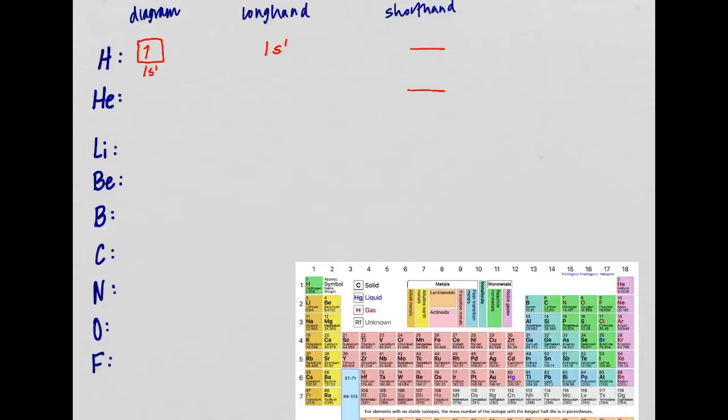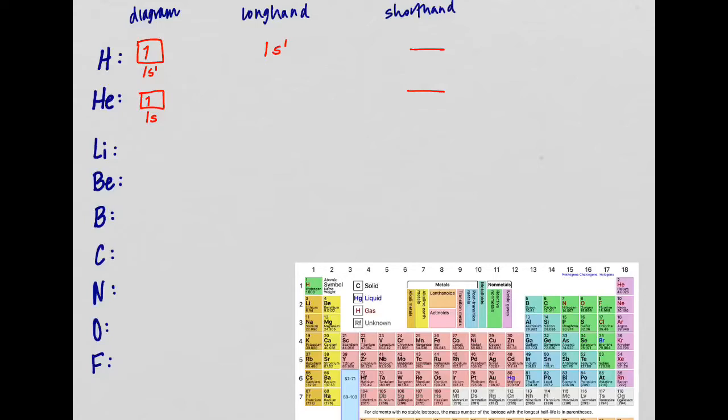All right, so that's how you write the diagram and the longhand. Now let's look at helium. Helium is number 2 on the periodic table, and it has 2 electrons. Because of Aufbau's principle, we have to start at the lowest energy level, which is 1s. I have 2 electrons. The nice thing, the pattern that you're going to see, is that we can just draw all of the previous electrons from the previous element. So my first electron is the same one as hydrogen.